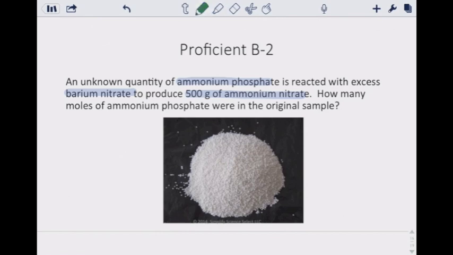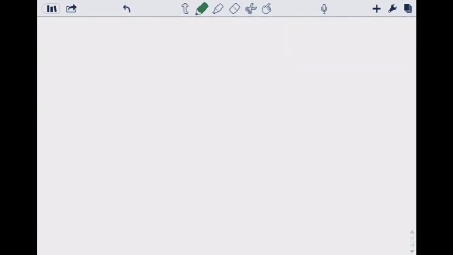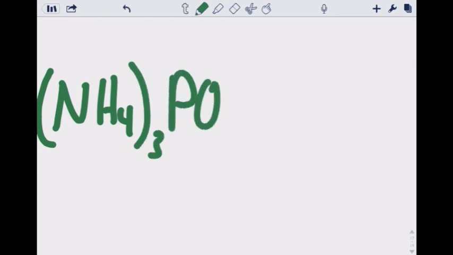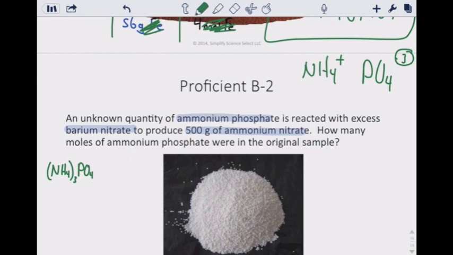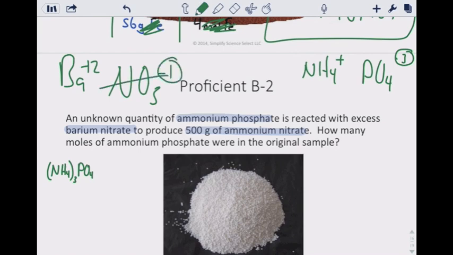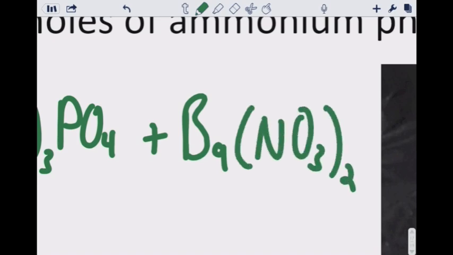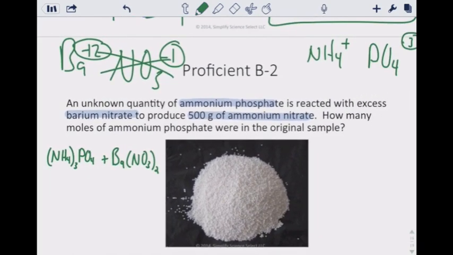So ammonium phosphate: ammonium is NH4 with a positive charge. Phosphate is PO4 with a negative 3 charge. We crisscross these and we get (NH4)3PO4. There's ammonium phosphate. And then barium nitrate. Barium is Ba, which is plus 2. Nitrate is NO3, which is minus 1. Crisscross, and we get the other part of this reaction, which is Ba(NO3)2.